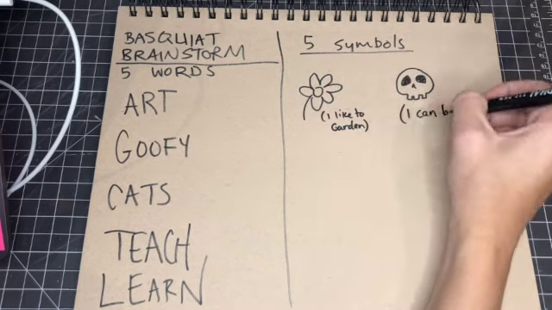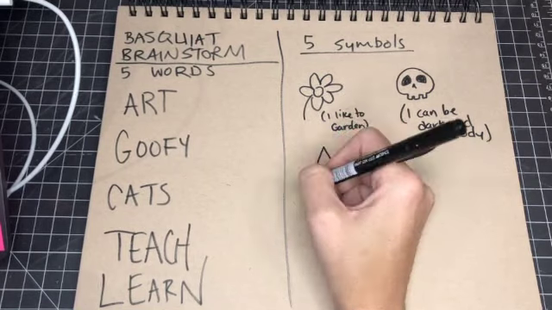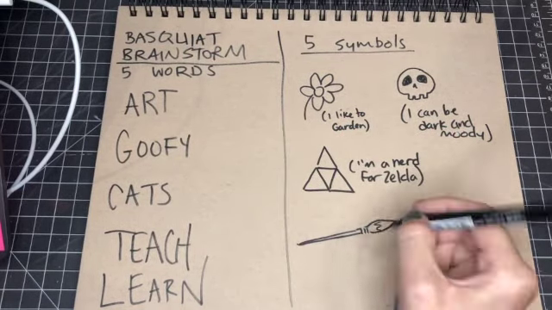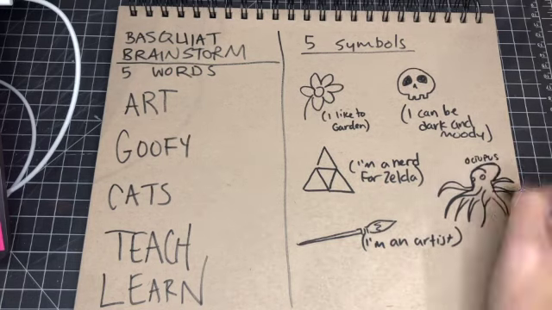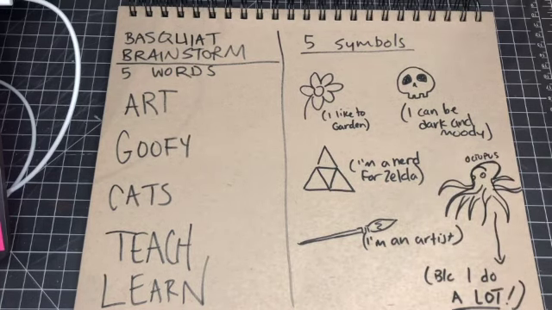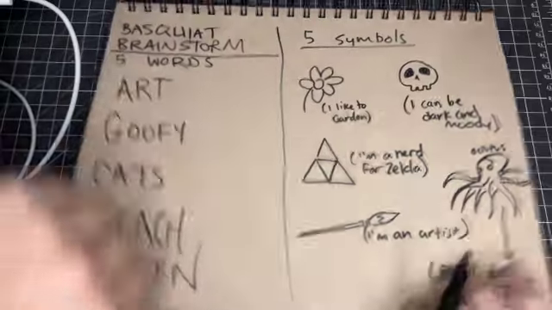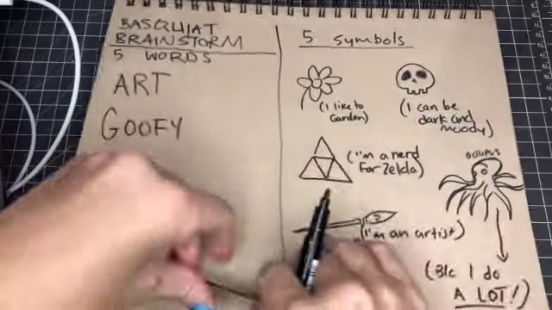So what you'll see in my sped up drawing here is a flower because I like to garden, the skull because I can be dark and moody, the Triforce for Zelda because I'm a nerd and I love Zelda, the paintbrush because I'm an artist, and the octopus is a symbol of me doing a lot because I have 8 legs. All right.